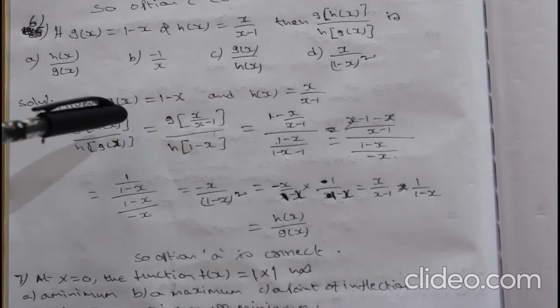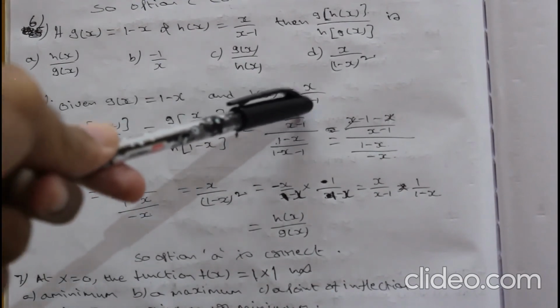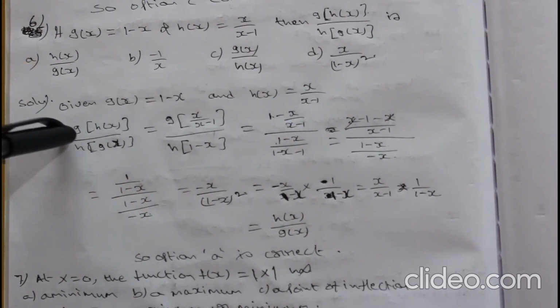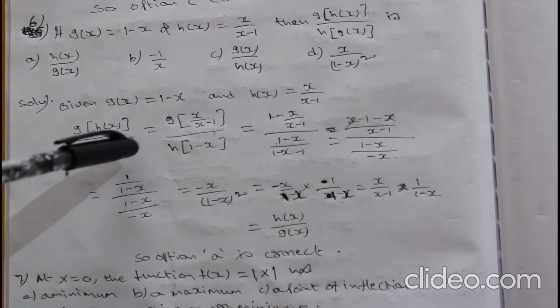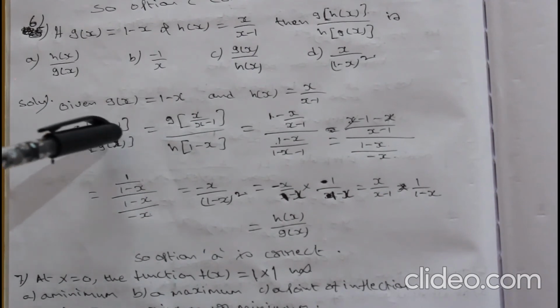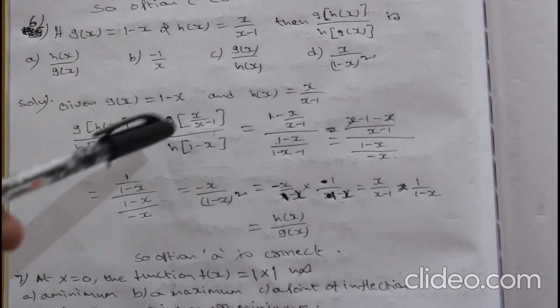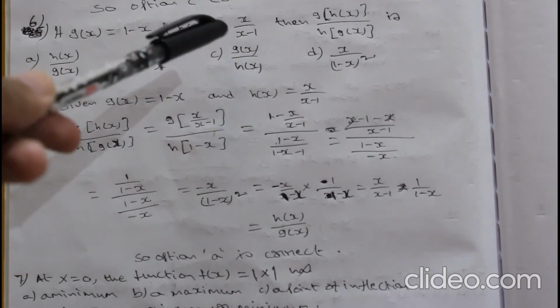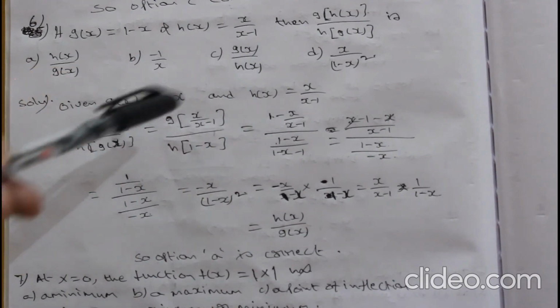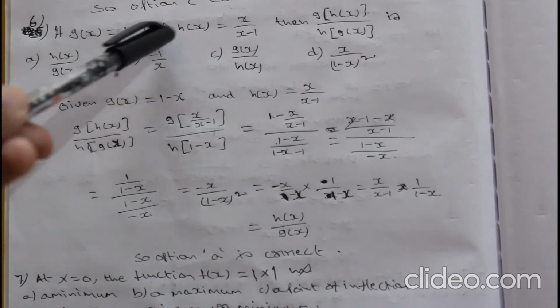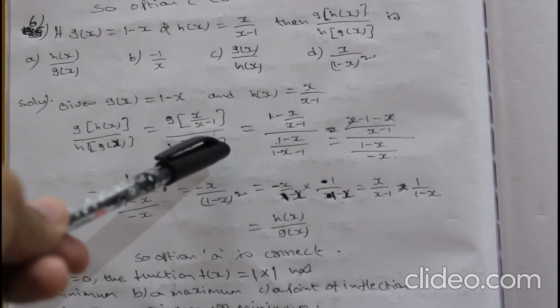See, given g of x is equal to 1 minus x and h of x is equal to x by x minus 1. So g of h of x by h of g of x is nothing but g of h of x, so substitute the h of x value, x by x minus 1. So g of x by x minus 1 divided by h of g of x. So h of g of x is h of 1 minus x.